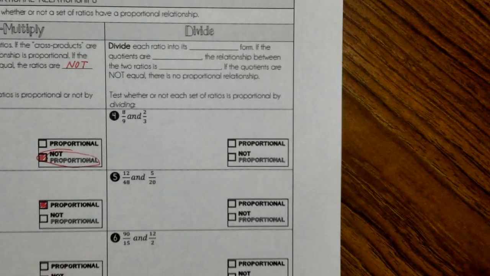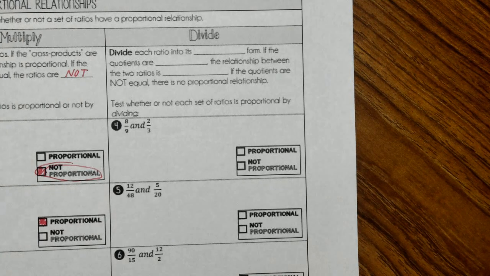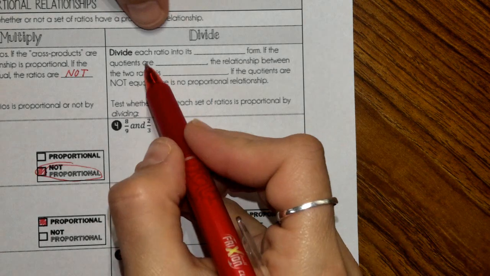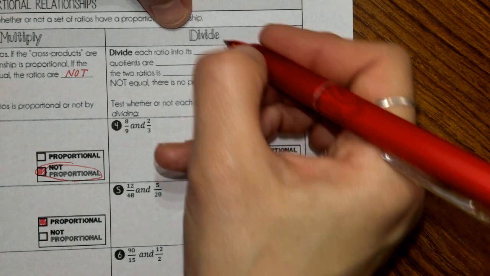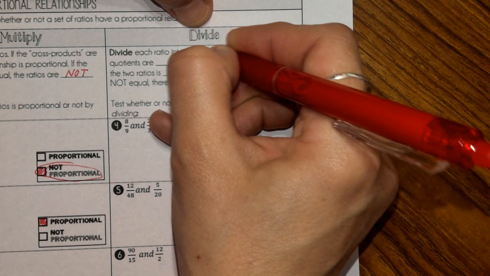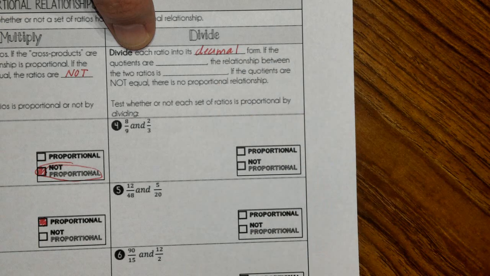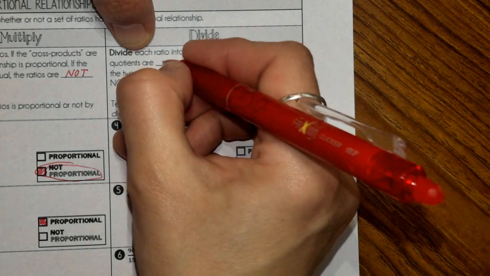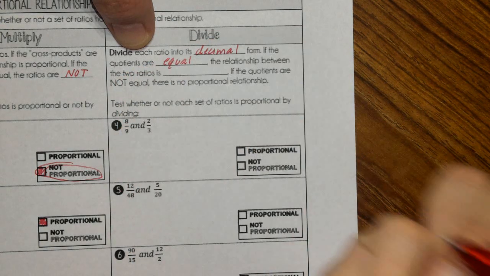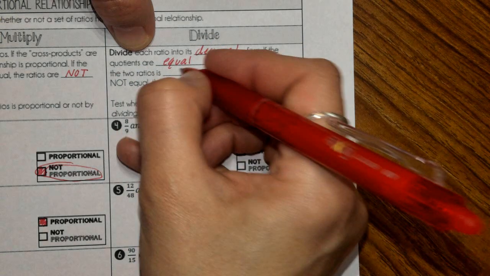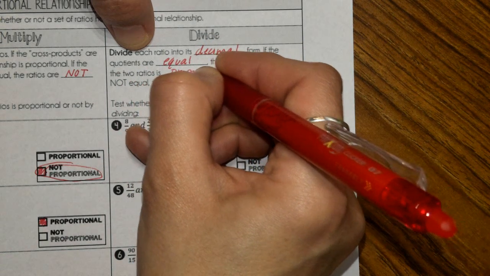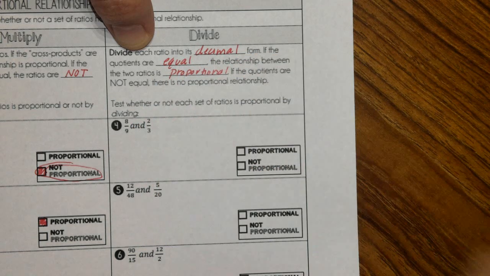The other way you can do it is by dividing. It's what they used to teach back when I first started teaching, called TIBO, top in, bottom out. You divide each ratio into its decimal form. If the quotients, or the solution to this division, are equal, then the two ratios are proportional. If the quotients are not equal, they are not proportional.